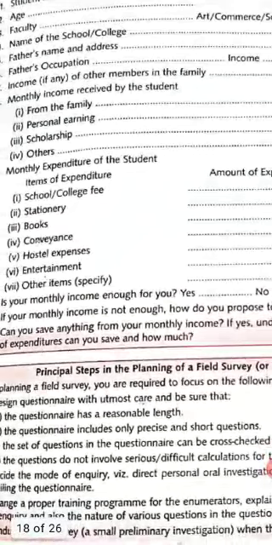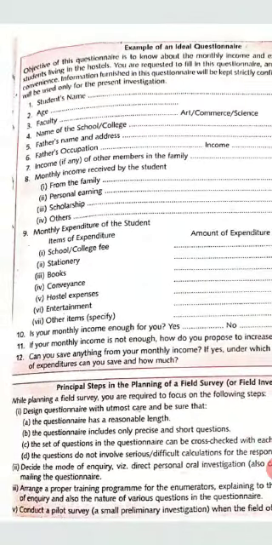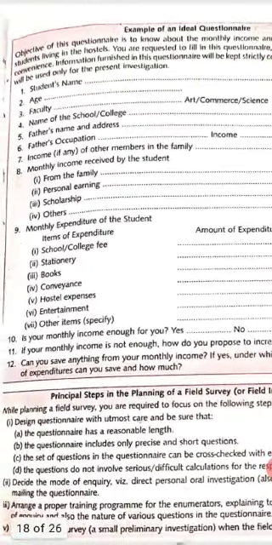Next point is the principal steps in the planning of a field survey. First is about the questionnaire. How should a questionnaire be designed? The questionnaire has to be simple. There should be a limited number of questions. Questions should be given in simple language. There should be cross checking of the answers, and there should not be any mathematical questions.